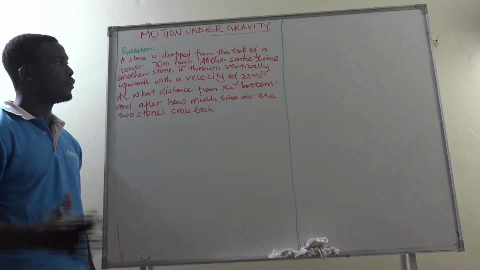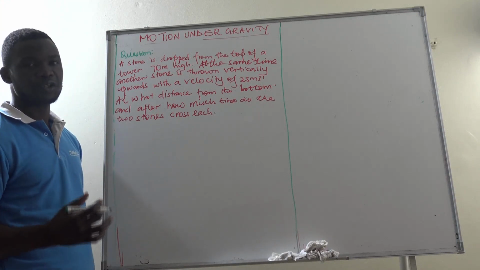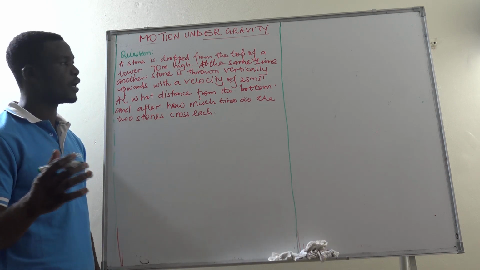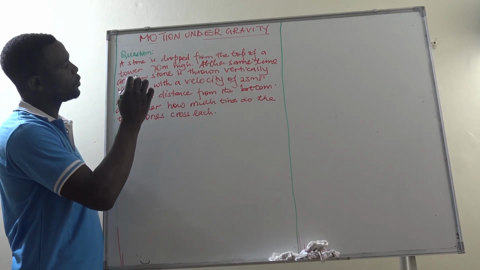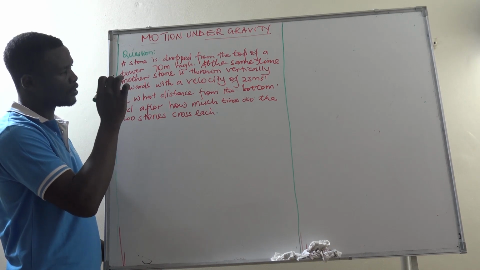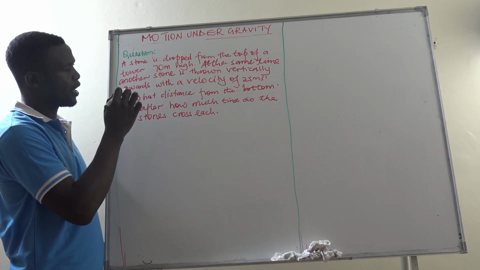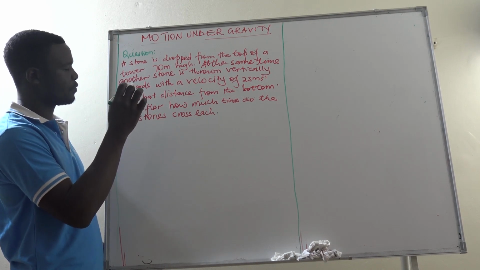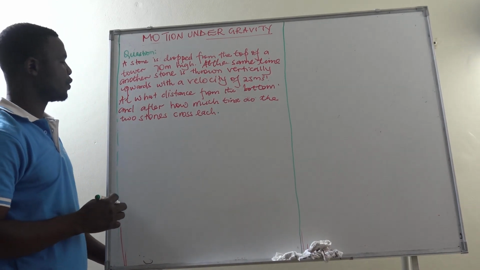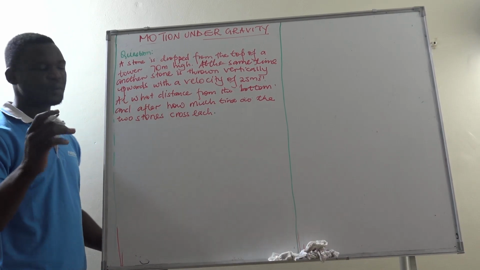Now guys, still more calculations under motion, under gravity. For this question we have tonight, they are saying that a stone is dropped from the top of a tower 70 meters high. At the same time, another stone is thrown vertically upwards with a speed of 25 meters per second. At what distance from the bottom and after how much time do the two stones cross each other?